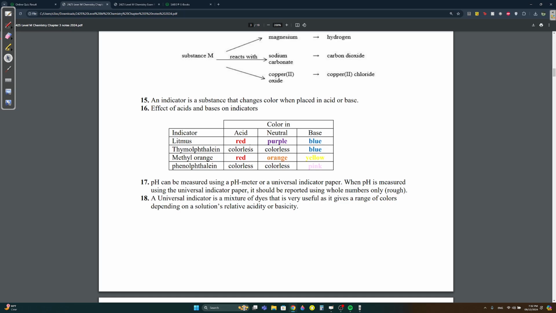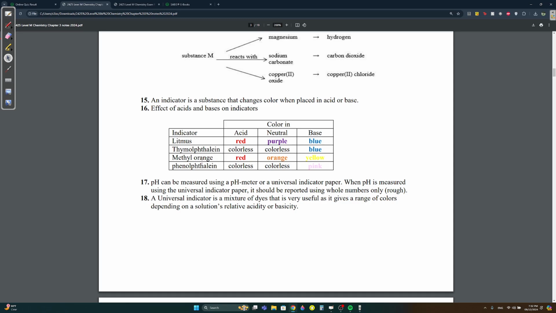Thymolphthalein is always colorless except when it's with a base, where it's blue. Methyl orange: its neutral color is orange. If it's acid, it's going to be red. If it's a base, it's going to be yellow. Phenolphthalein, again, is always colorless except when it's pink. P for phenolphthalein, P for pink. Anything that has phthalein is always colorless except when it's with a base.